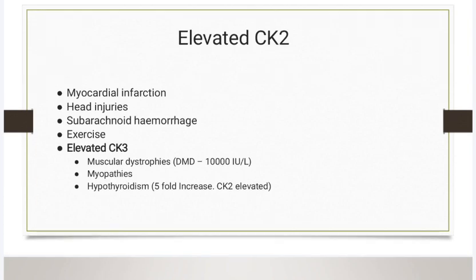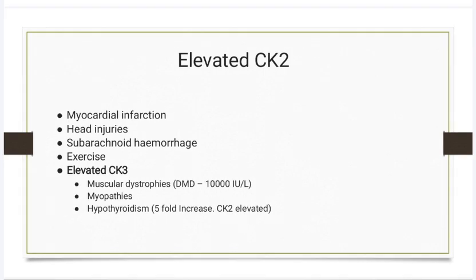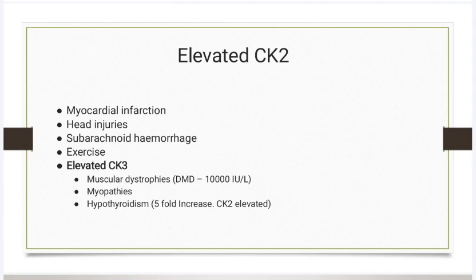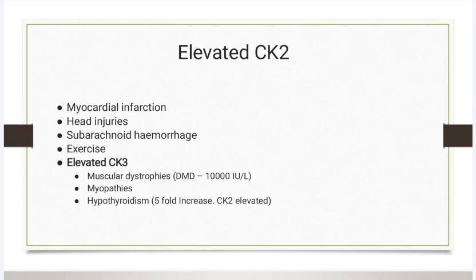CK2 is elevated during myocardial infarctions, head injury, subarachnoid hemorrhages, exercise, and CK3 is found during muscular dystrophies, myopathies and hypothyroidism. In case of muscular dystrophy, you have higher fold of increase, whereas in hypothyroidism, 5-fold increase of CK2 is observed.